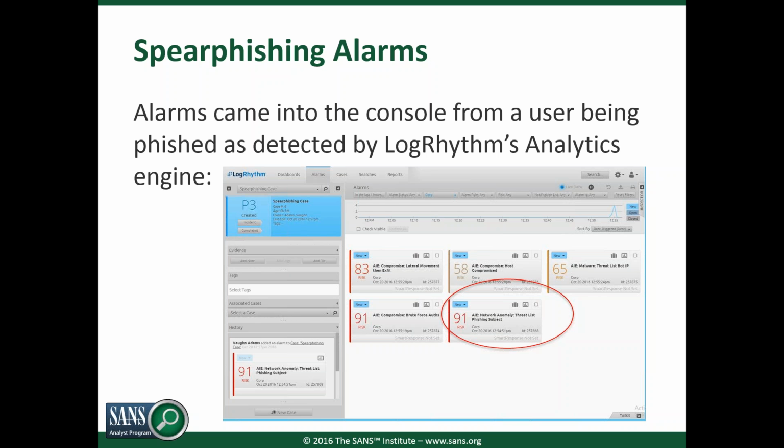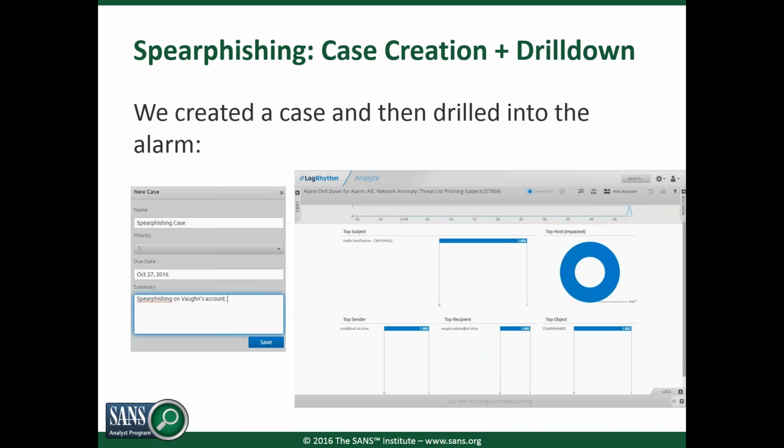But I think that red coloring immediately draws our attention to this, and so we can start creating a case from this. And so it's just a matter of very easily going there and saying, hey, new case, generate a case from this, which was awesome. Then what we can do is drill into the alarm. So we've got a new case built, spearphishing case. In this case, Vaughn's getting targeted. So it's got a specific priority around it. We've got a specific date range for when we went through this. And now we're just going in and drilling down.